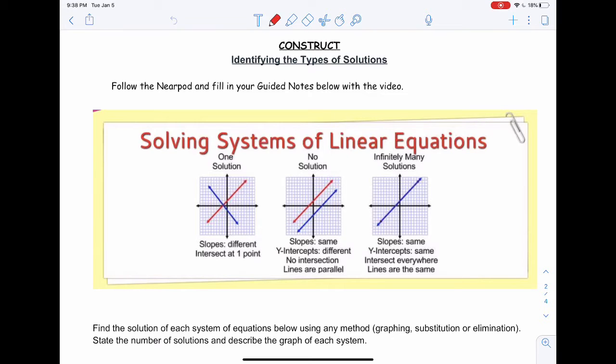If there are infinitely many solutions, the slopes are the same and y-intercepts are the same. And they overlap. That means they intersect everywhere because the lines are the same.